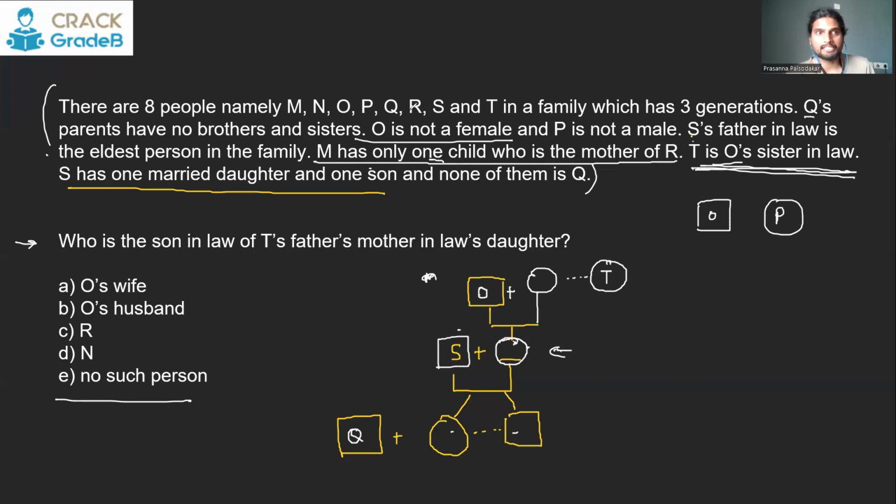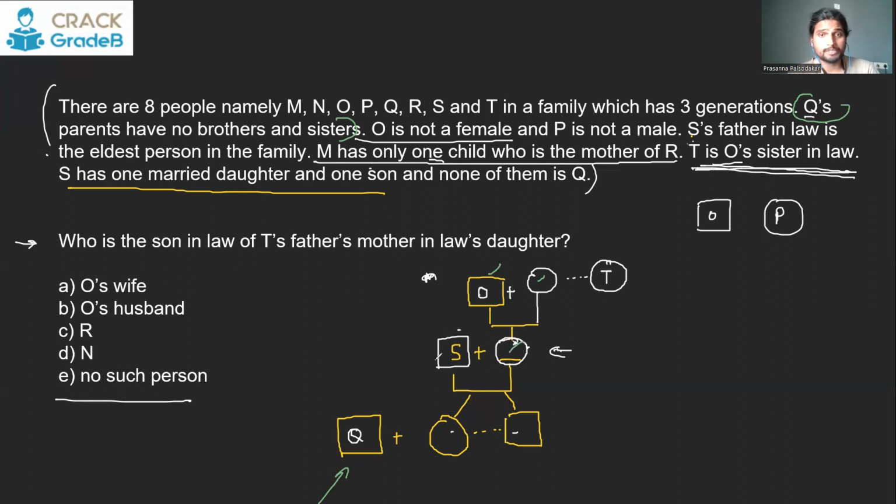Now let's go again statement by statement. Q's parents have no brothers and sisters. So we have satisfied that statement, because we have kept Q separated. O is not a female. O is a male. Yes, P is not a male. So we can say P is a female. So P could be either this or this. Let's keep that on hold again.